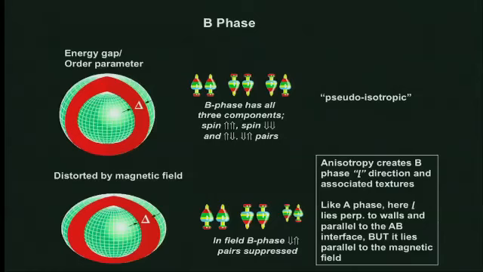Okay, the B phase has all three spin components, up-up, down-down, and up-down. It ends up in low magnetic field looking very much like an S equals 0 superconductor.